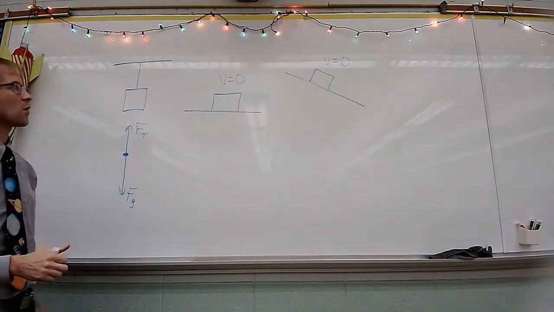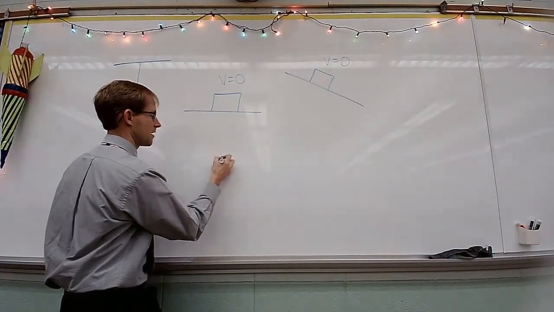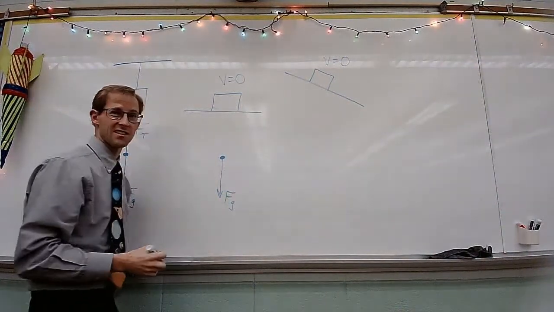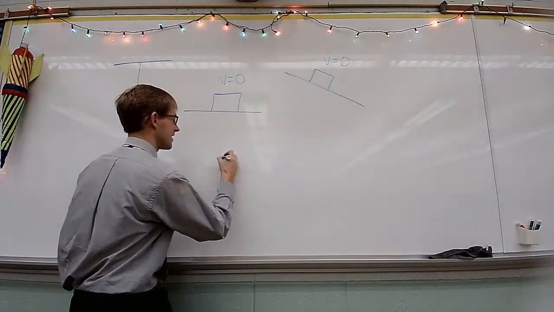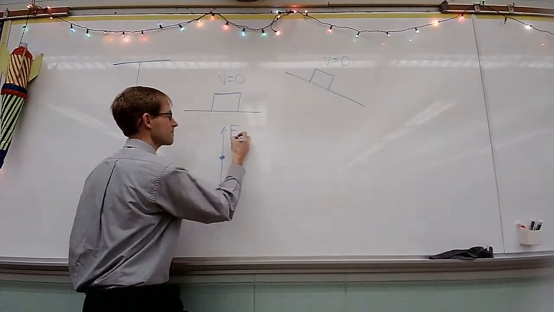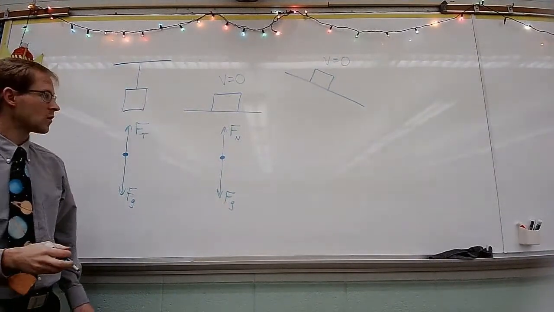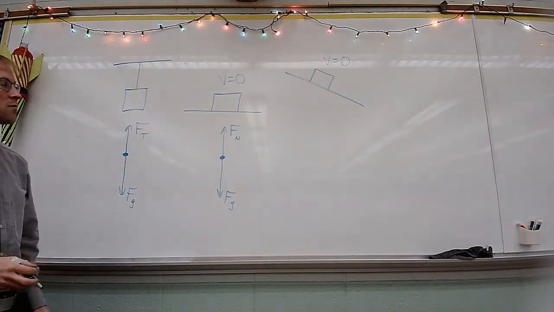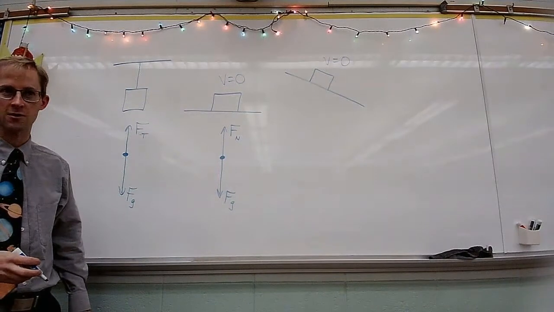So, how about this one? A block is at rest on a table. Once again, I'm guessing we have gravity. What's going up in this case? Normal force, yes. Now, how, if at all, would this force diagram change if this object was moving at a constant speed on a frictionless surface?